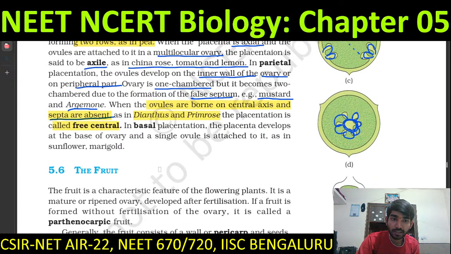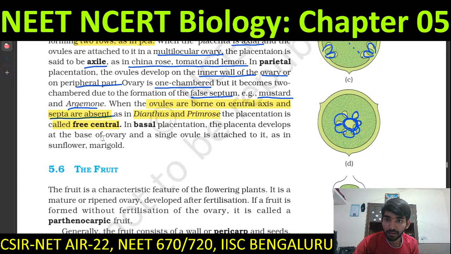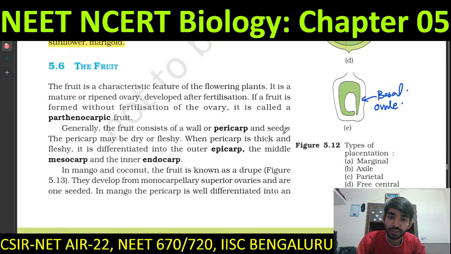Then finally there is basal placentation. The placenta develops at the base of the ovary. Easy to remember from the name. A single ovule is attached to it. Examples are sunflower and marigold. So this is at the base, the basal ovule. That is why this is called basal placentation.